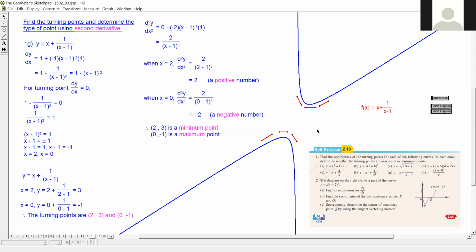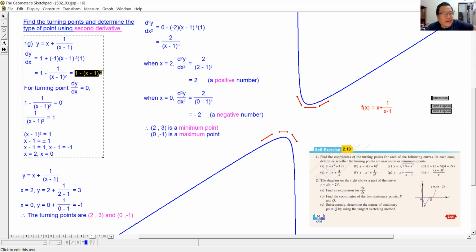Teacher, the d2y over dx square comes from where? It comes from the dy dx. You differentiate this dy dx again. Differentiate the dy dx, you get d2y dx square. Then substitute numbers inside the d2y dx square, the number from the turning point. Okay. Any more question?